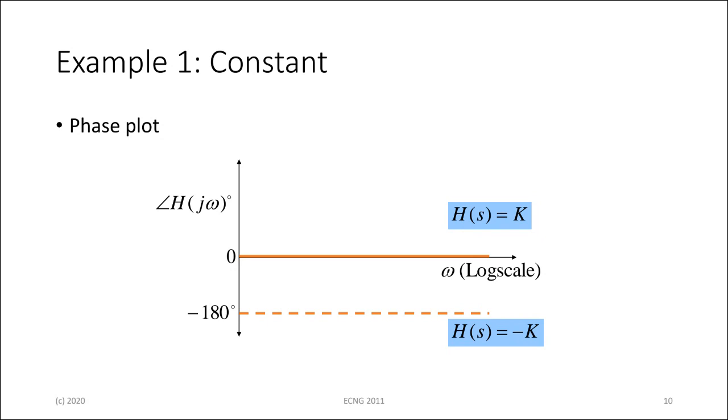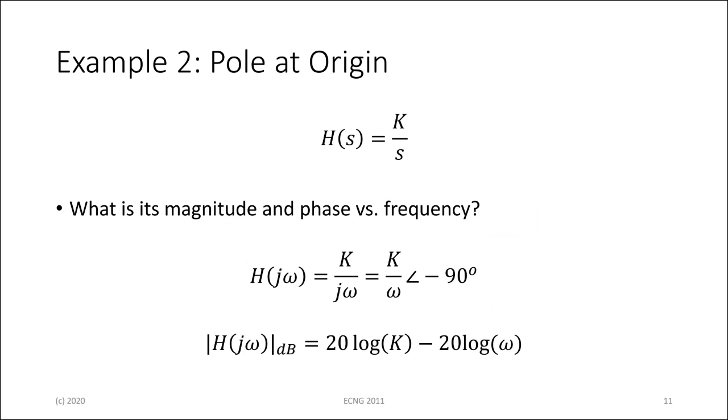Then the other one, which is where we introduced this in filters before: what about a system that has a pole at the origin? So our transfer function looks like K over s. If you plot this transfer function on the s plane, this is a pole at s equal to 0. No imaginary part, no real part. It's right at 0. So what is the magnitude and phase response?